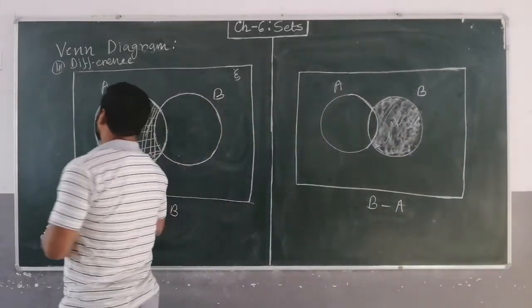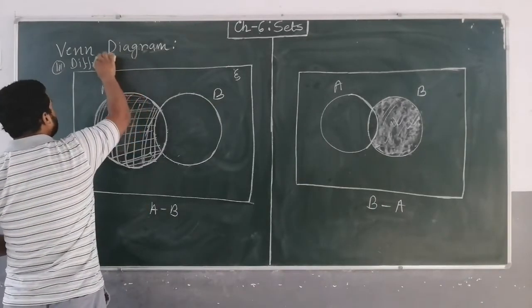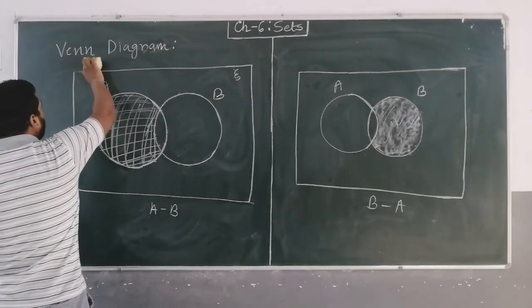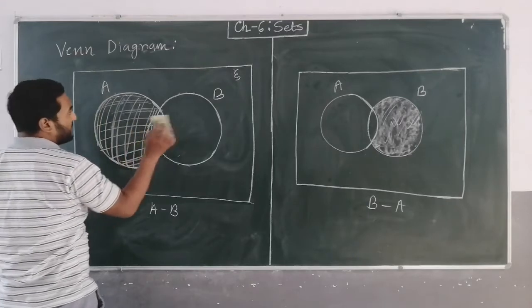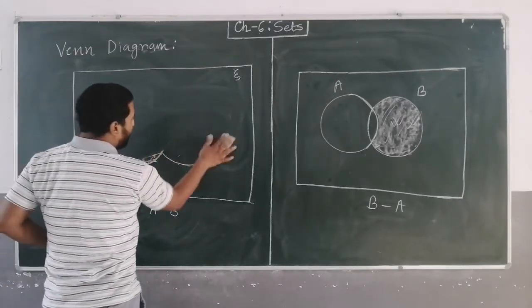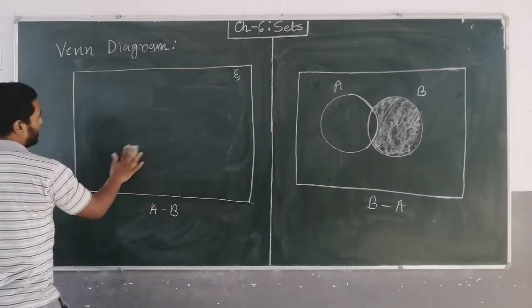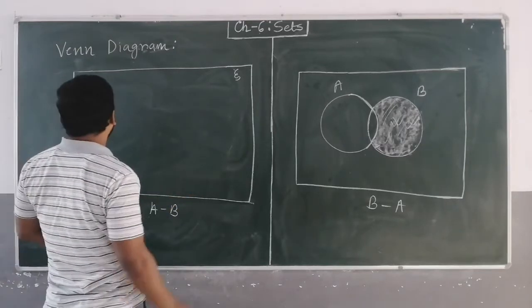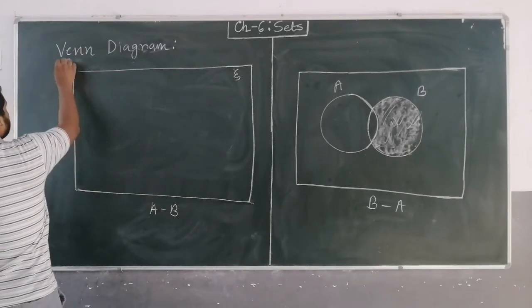So these are the representations of sets and the operations on two sets. When two sets are given this is how it works. If three sets are there, then how will we represent their union, intersection and all these things? Before that, one more thing is there, complement.